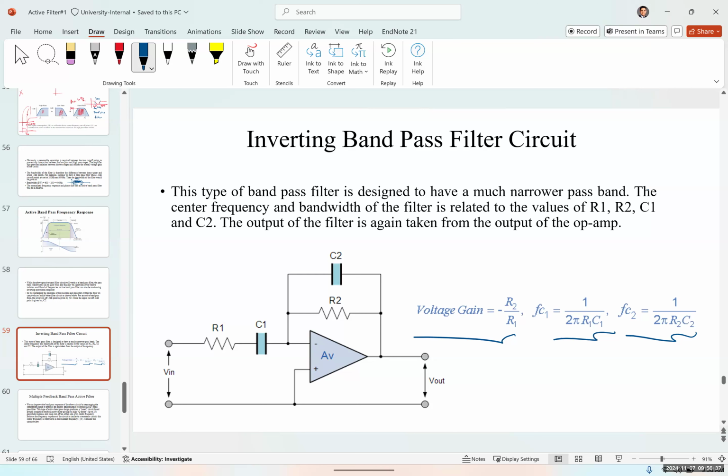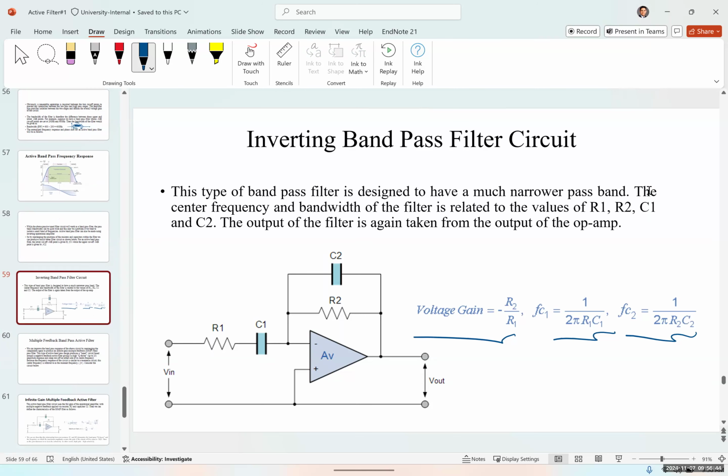So that's the reason the high pass cutoff is 1 over 2 pi R1 C1, and for C2 it is 1 over 2 pi R2 C2. And I want you to write this down. We're going to use it for our next example.